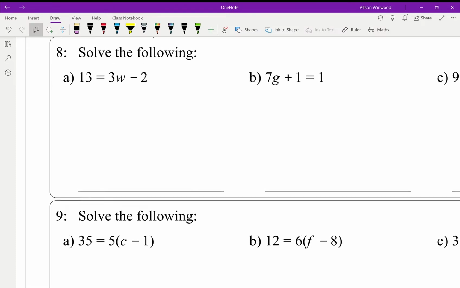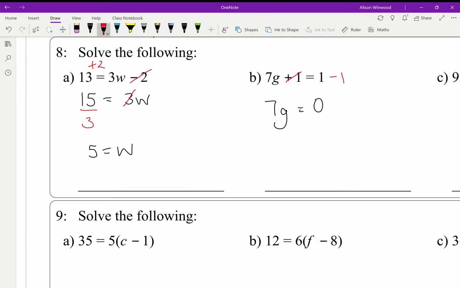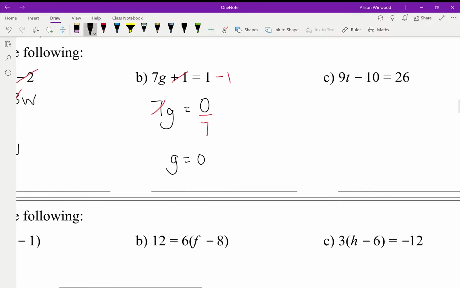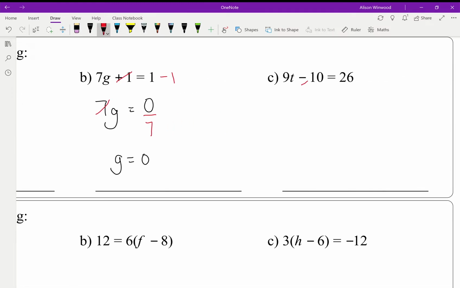Solving equations, so doing opposites. Opposite of subtract 2 is add 2. 13 add 2 is 15. Opposite of multiply is divide. Opposite of add is subtract. Opposite of multiply is divide. So G equals 0. Opposite of subtract is add. Opposite of multiply is divide.